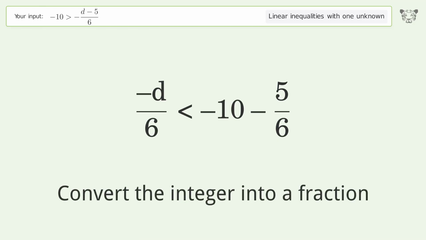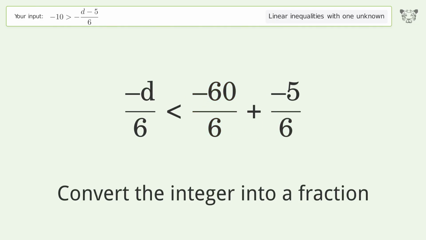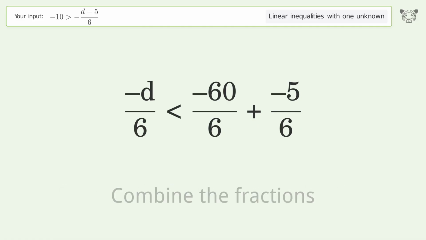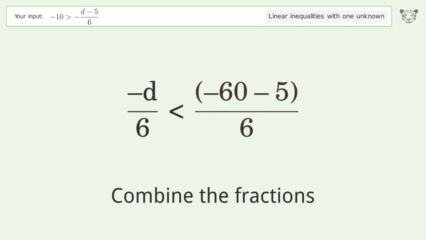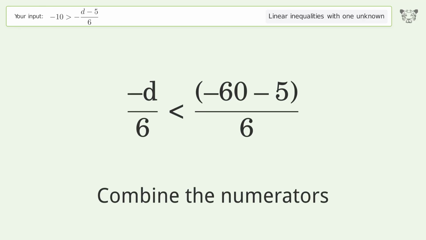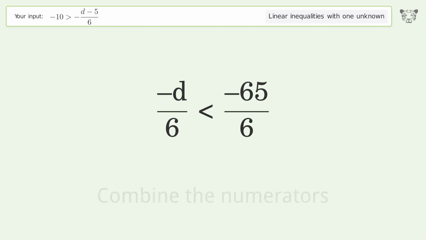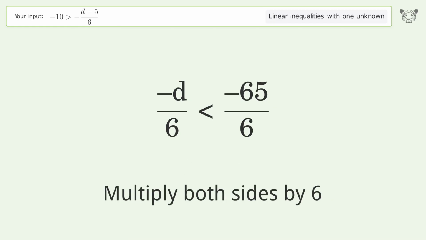Convert the integer into a fraction. Combine the fractions. Combine the numerators. Isolate the d. Multiply both sides by 6.